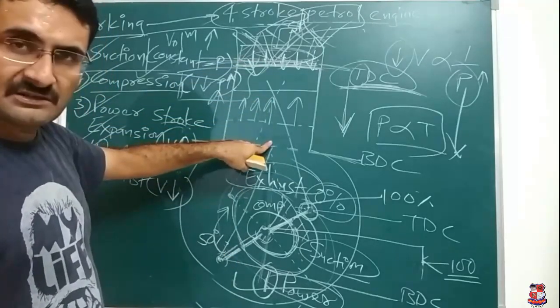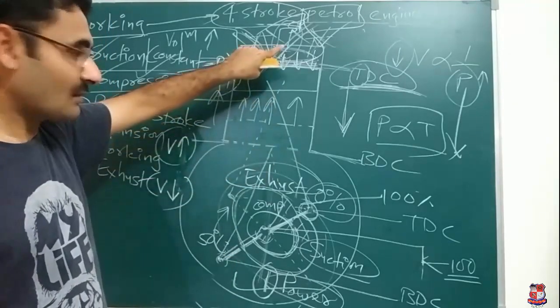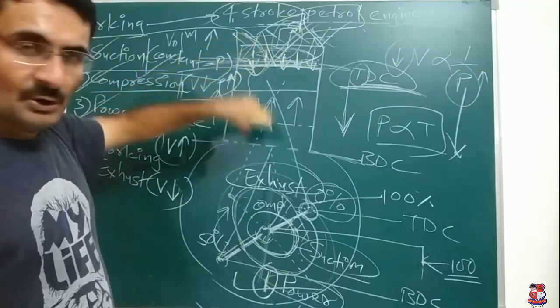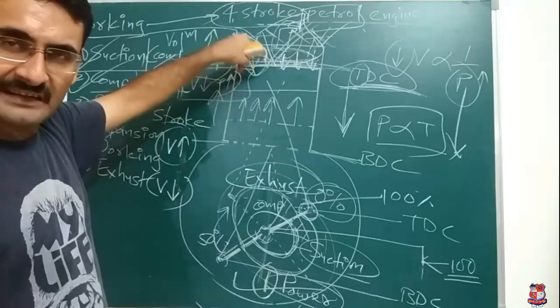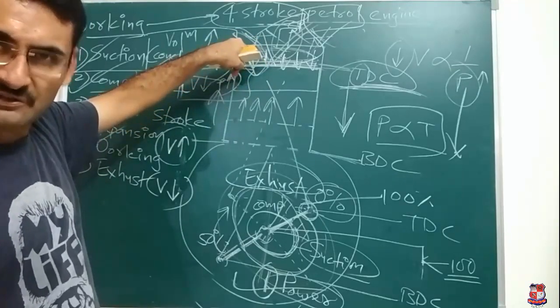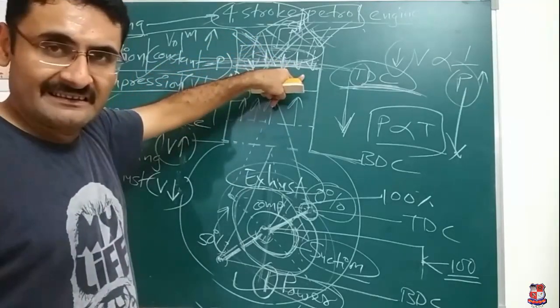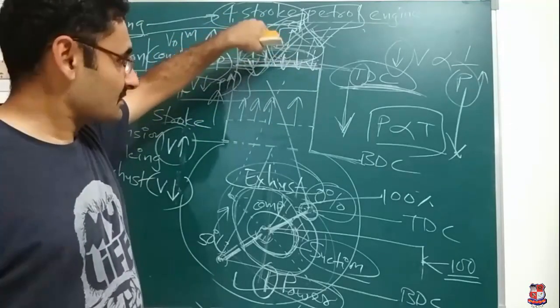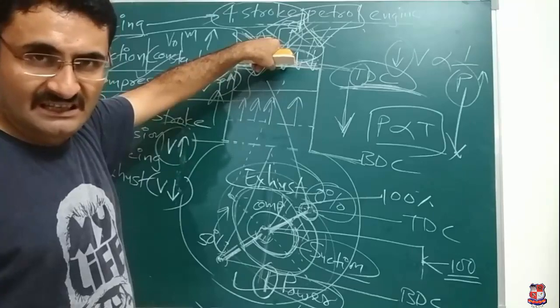After completion of the suction stroke, when the piston is on BDC, both valves are closed and the piston will travel from BDC to TDC. So volume is decreasing and pressure is increasing, which is why it is a compression process, so it is a compression stroke. When the piston is on TDC, both valves are once again closed, and the pressure and temperature of the air and fuel mixture is extremely high.